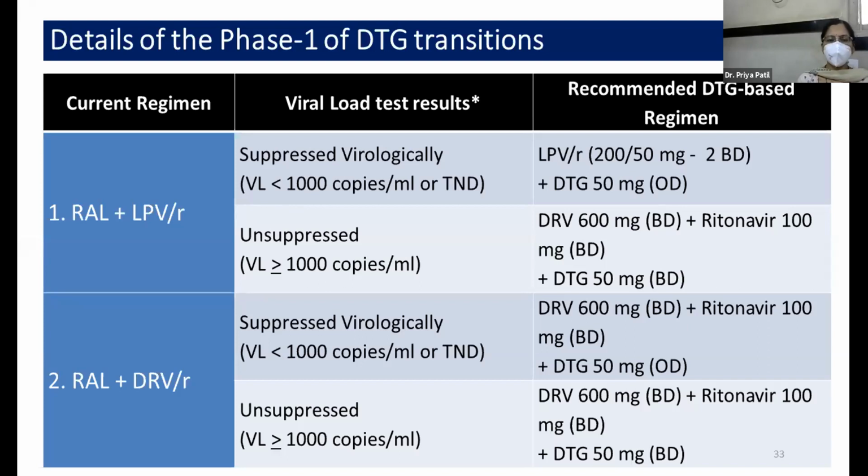Now, if the patient is already on third line, that is raltegravir with DRVR, again we do a viral load. If the viral load is less than 1000 copies per ml or TND, then the patient will be on DTG 50 mg OD and DRVR. If the viral load is more than 1000, then the patient will be on 50 mg BD of dolutegravir with DRVR. So I think this is very clear to everybody.